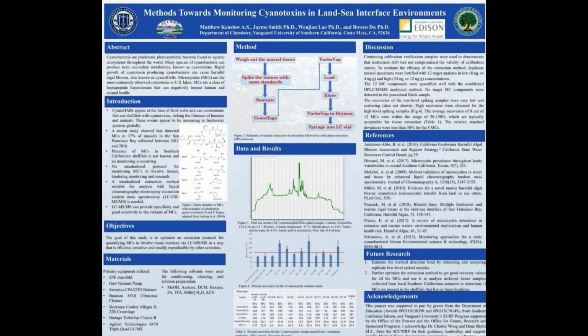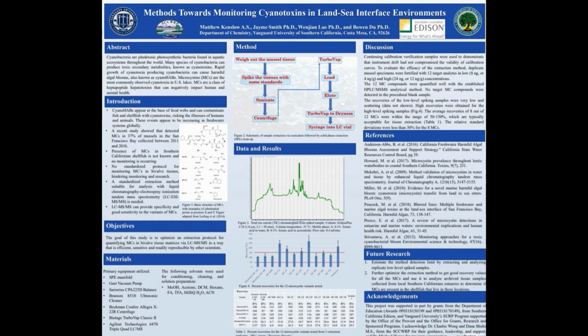Cyanobacteria are planktonic photosynthetic bacteria found in aquatic ecosystems throughout the world. Many species of cyanobacteria can produce toxic secondary metabolites known as cyanotoxins. Rapid growth of cyanotoxin-producing cyanobacteria can cause harmful algal blooms, also known as cyanoHABs.